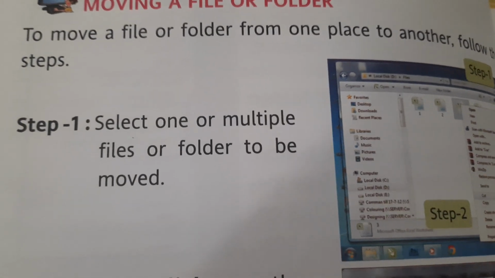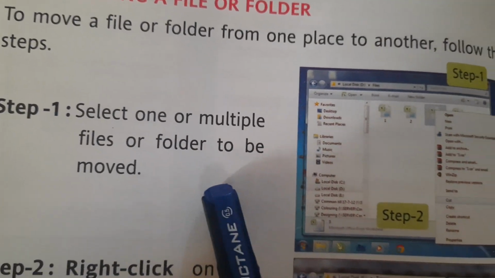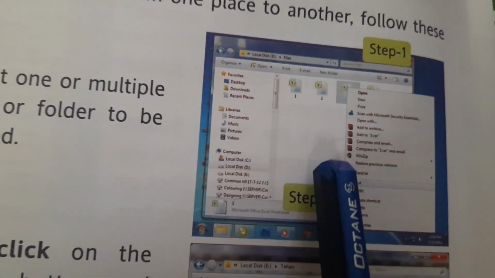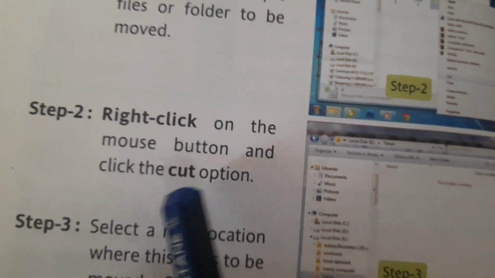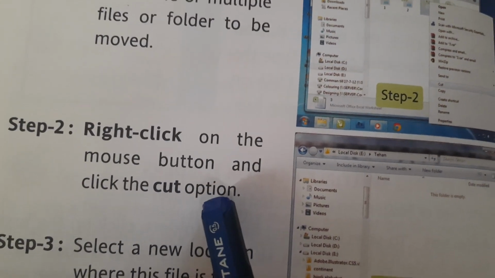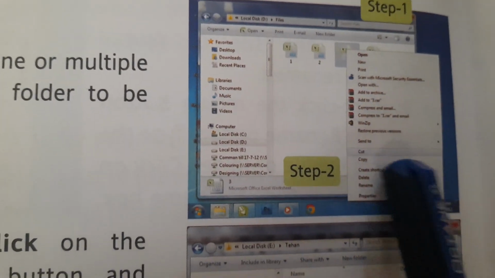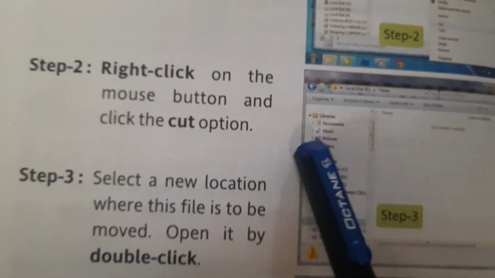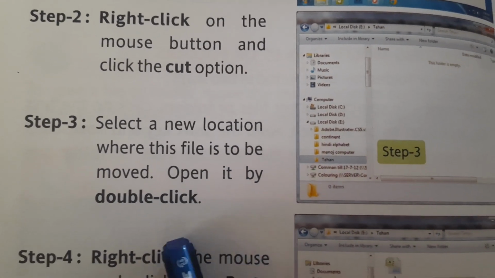So let's see. Now select one or multiple files or folders to be moved. Means first we need to select the file or folders that we want to move. Right click on the mouse button and click the cut option. You will right click here and you will click on the cut option. Okay, select a new location where this file is to be moved. Open it by double click.